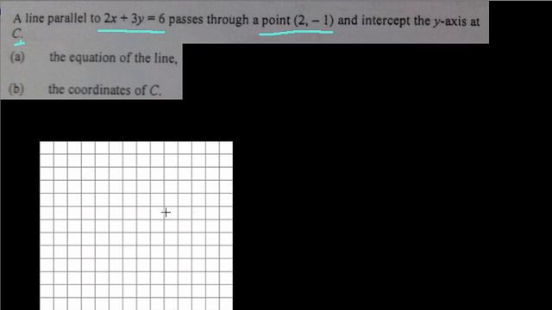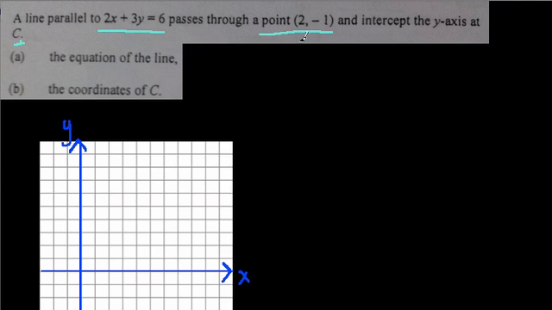So to get a sense of this problem, let's just make a sketch of it. So I'll set up my y-axis. Well, let me choose a different color. We have our y-axis, and we'll set up our x-axis. Okay. So what do we know? Well, we know that there's a line already. They give us that line. It's 2x plus 3y equals 6. And we know that wherever this line is, it's parallel to that.